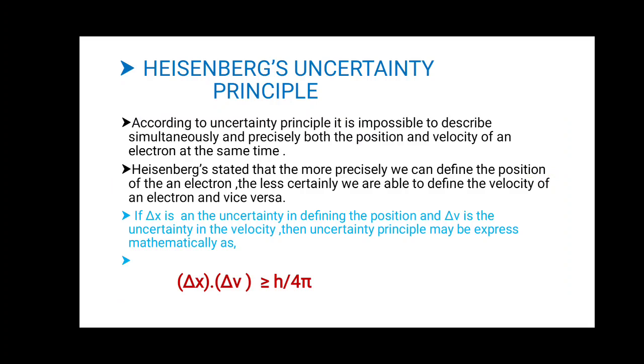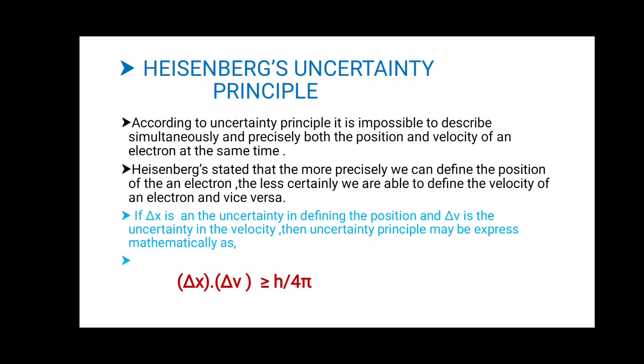Heisenberg uncertainty principle. According to the uncertainty principle, it is impossible to describe simultaneously and precisely both the position and velocity of an electron at the same time. Heisenberg stated that the more precisely we can define the position of an electron, the less certainly we are able to define the velocity of an electron, and vice versa.